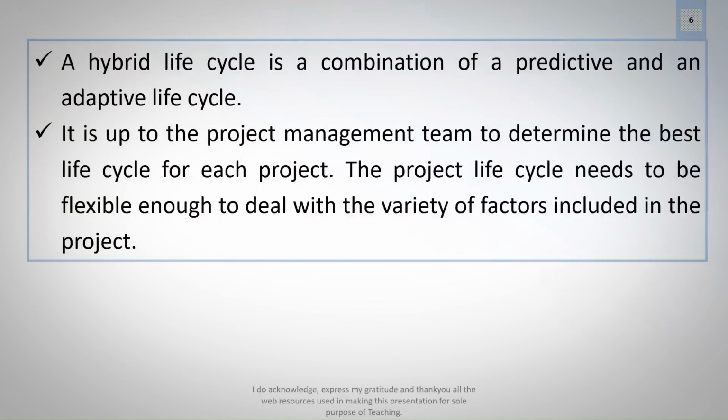Hybrid life cycle, as I told you, is a combination. Neither are you predictive nor are you adaptive. You are the combination of this. And by the way, the project management teams are the best judge because they have to make a project management plan. So the project manager and project management team decide which life cycle is good to carry out our project. So this is the flexibility to be adopted in the project management plan as per the teamwork of the project management team and their understanding to execute the project most efficiently.